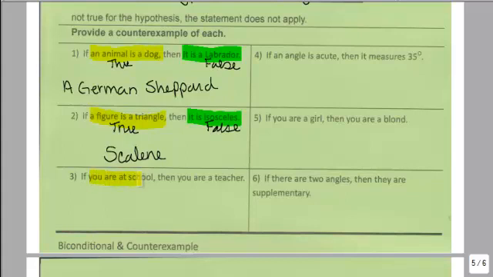So if you were at school, then you are a teacher. We have to find an example that is still a person that is at a school that is not a teacher. So you can use student, janitor, secretaries, principals, any of those. So I'm going to choose a student.